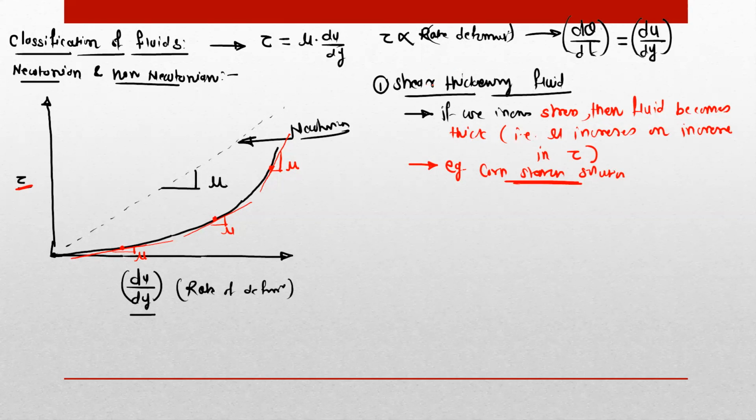In the last lecture, I showed the video for the shear thickening fluid. The second type of non-Newtonian fluid is called the shear thinning fluid. Shear thickening fluids are called dilatant fluids, and shear thinning fluids are called pseudoplastic fluids.